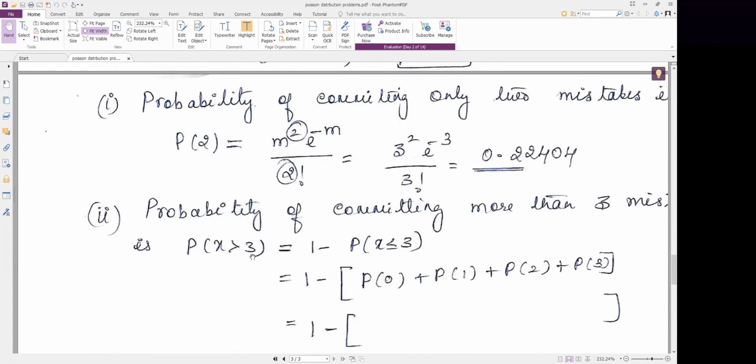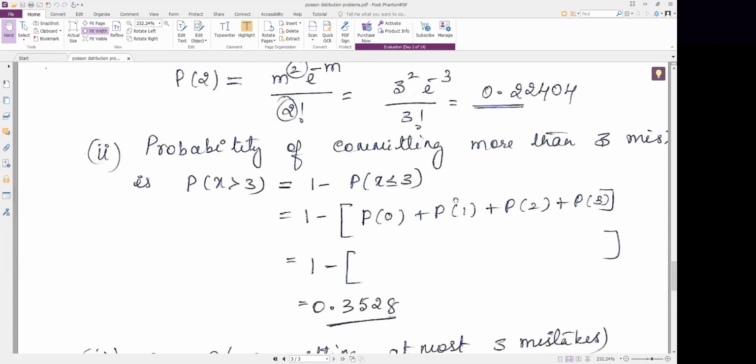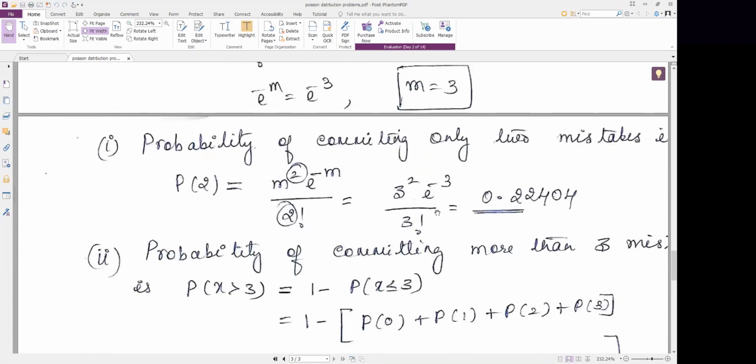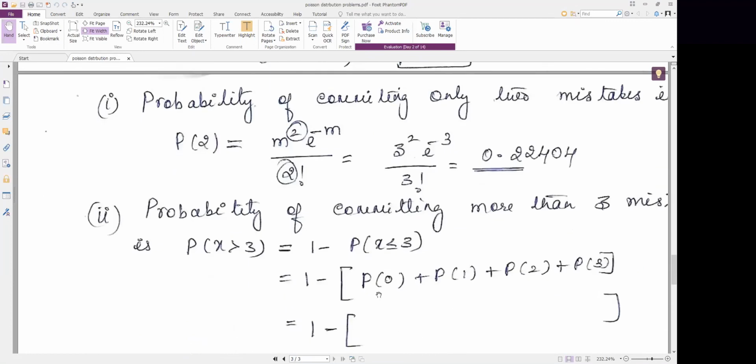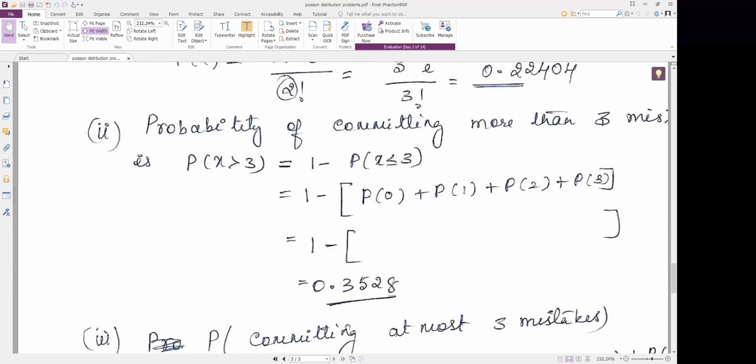Next, second question is probability of committing more than 3 mistakes. More than means strictly x greater than 3. That is same as 1 minus p of x less than or equal to 3. Same way, already you have saved this function in your calculator: 3 power x e power minus m divided by x factorial. Correct? So just put x equal to what? 0, x equal to 1, x equal to 2, x equal to 3. That gives you the answer 0.3528.